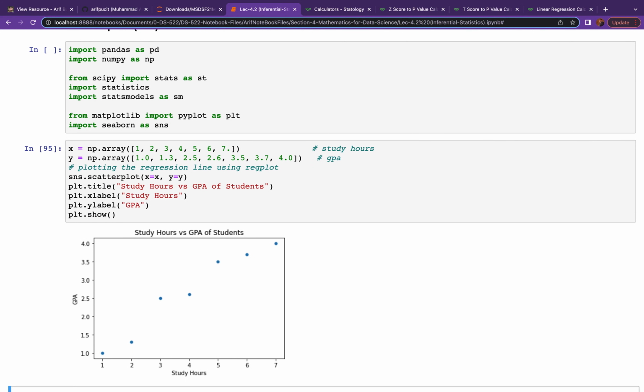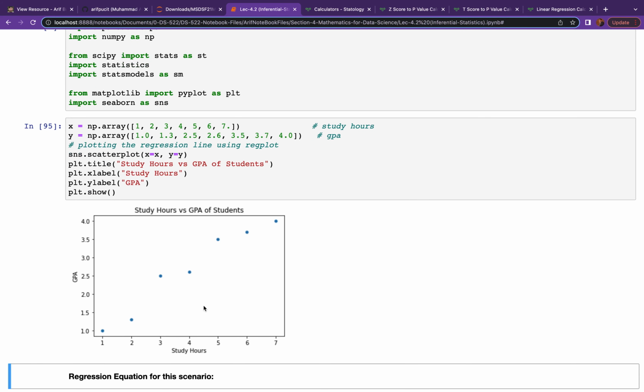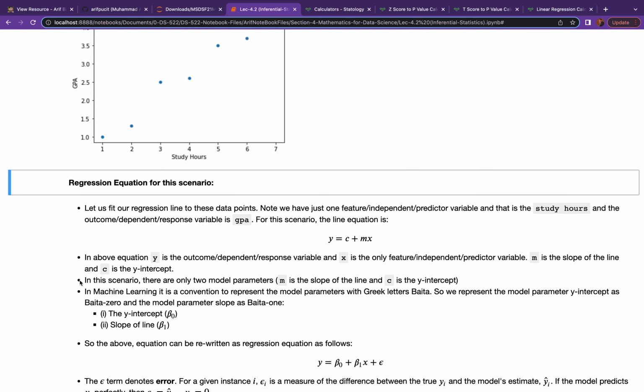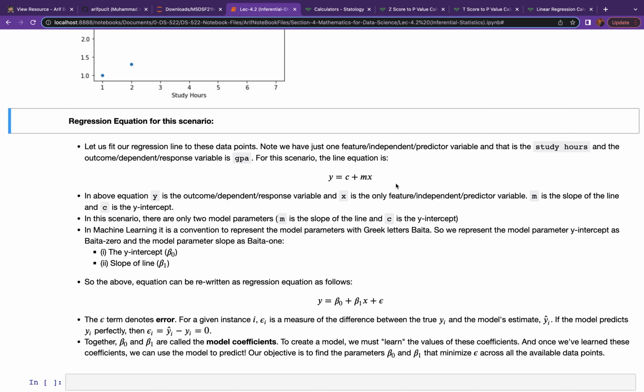So once again, we have this scatter plot. Along the x-axis, we have study hours, and over here, we have the GPA. Well, this is the line equation: y is equal to c plus mx, where y is the outcome or dependent variable, and that is the GPA, which we want to predict.